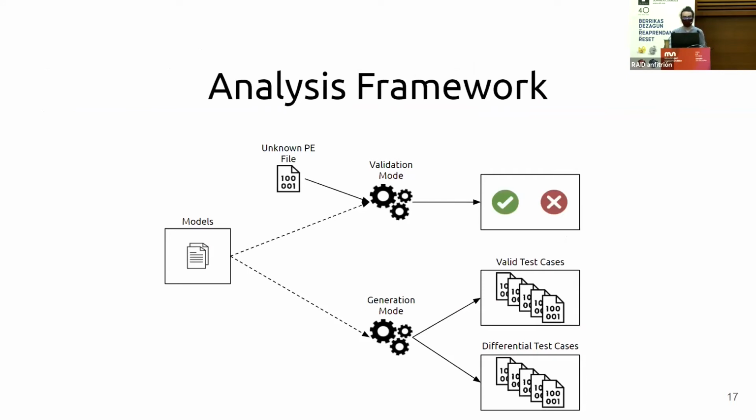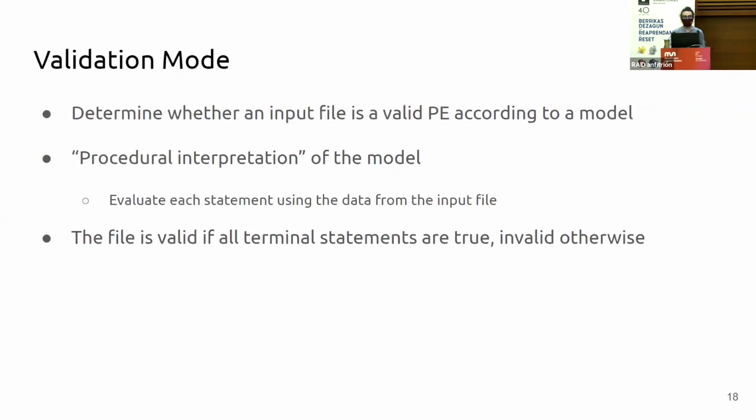All right, let's have a look at the analysis framework, starting with the validation mode. In validation mode, we want to determine whether an input file is valid according to a model. And we do so by means of the procedural interpretation technique, which consists in evaluating each statement in the model using the data from the input file. The file is then considered valid if all the terminal statements are true, and invalid if even one of them is false.